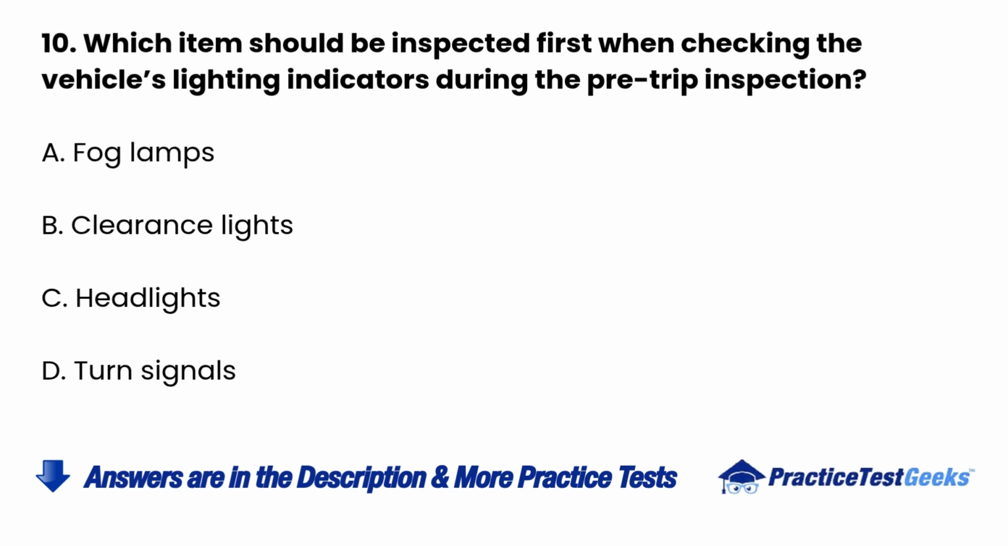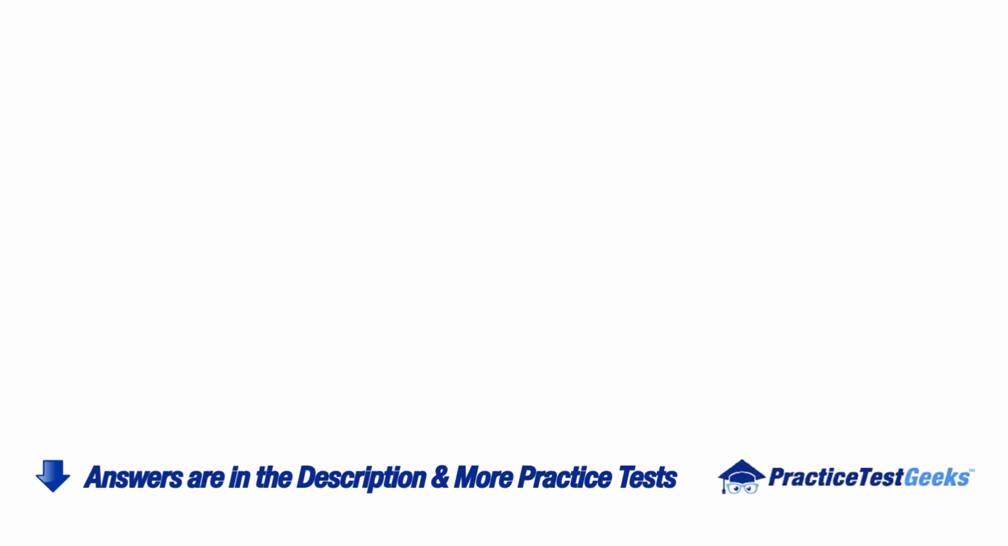10. Which item should be inspected first when checking the vehicle's lighting indicators during the pre-trip inspection? A. Fog lamps. B. Clearance lights. C. Headlights. D. Turn signals.